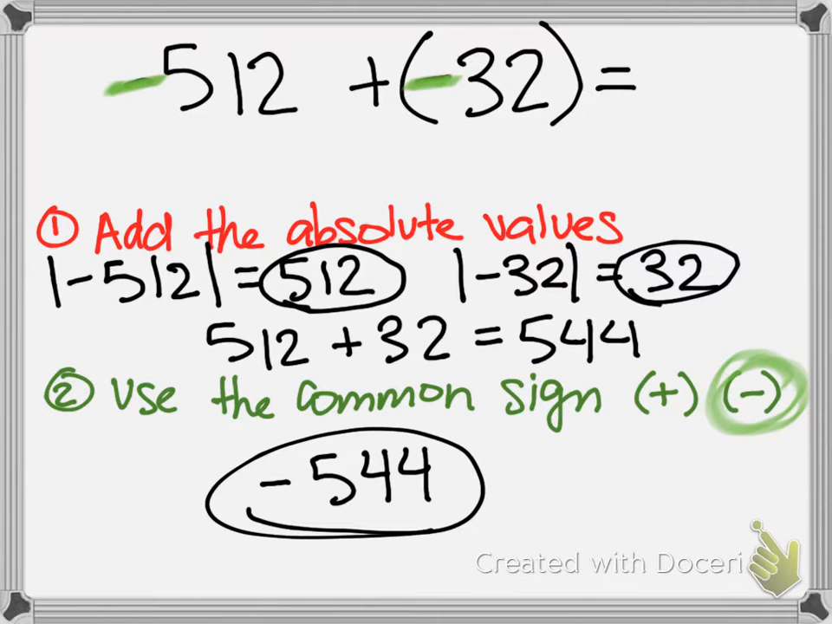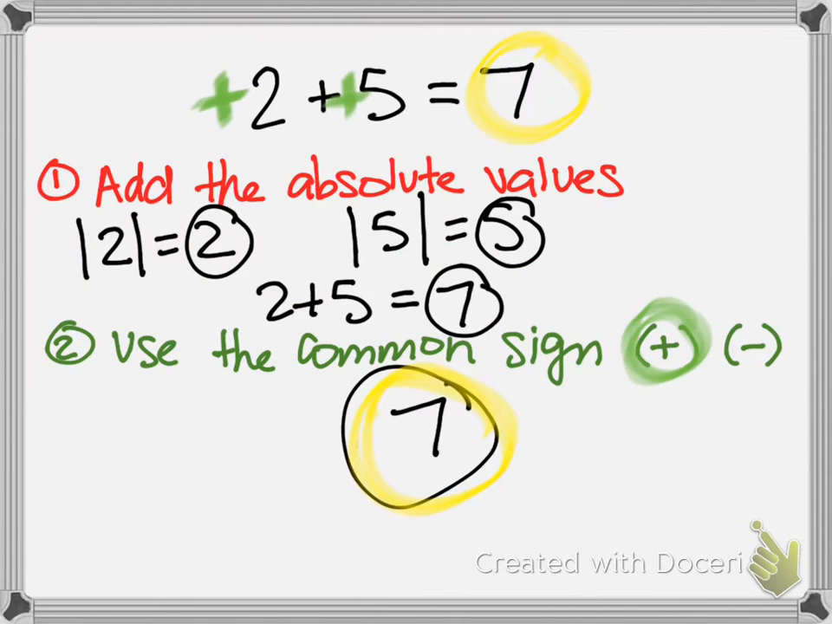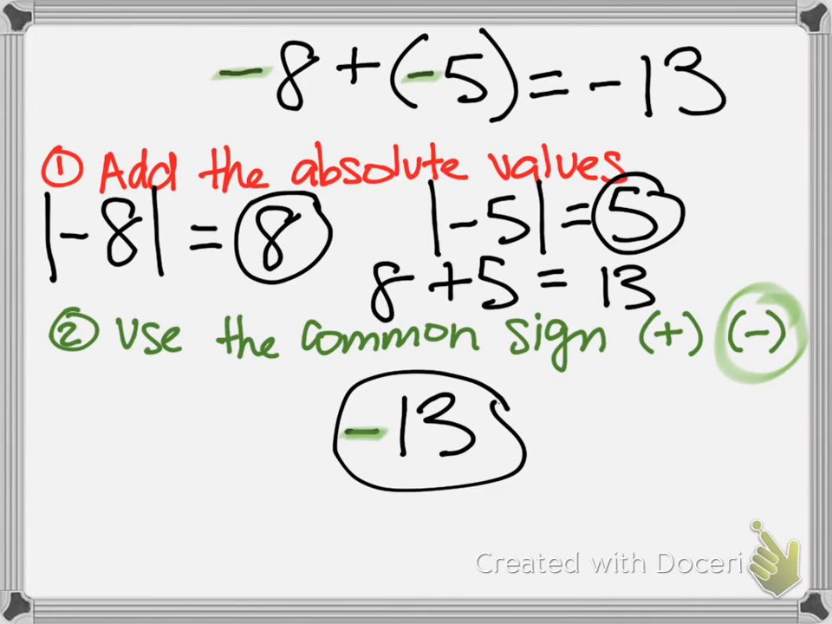So you might notice that I have been doing mostly problems with negative numbers, and the reason for that is because most of you already know how to add positive numbers together. So I focused on the negatives for these, but just be careful. If you are adding positive numbers together, like in this example, your answer is going to be positive. If you are adding negative numbers together, like in these examples, your answer is going to be negative.